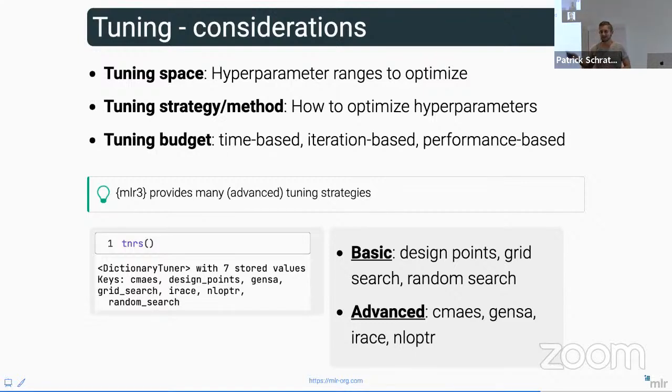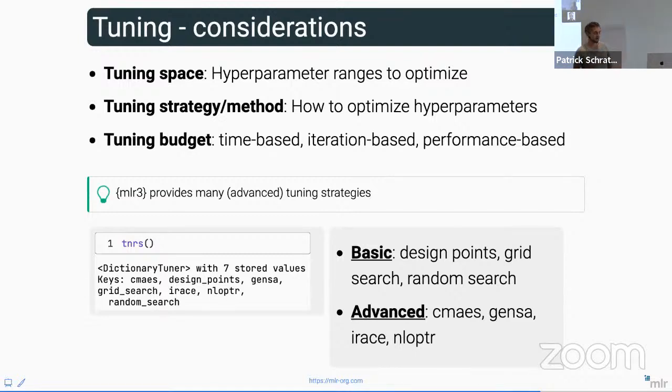But I would still say they're all in the basic class. And then there are more advanced tuning methods, like you see mentioned below, like iRace, nonlinear optimization, GenSA, I forgot the name. Anyhow, you can look them up in the tuning space dictionary. And if you print that on the left here, you see what methods we have supported. And there are also additional ones.